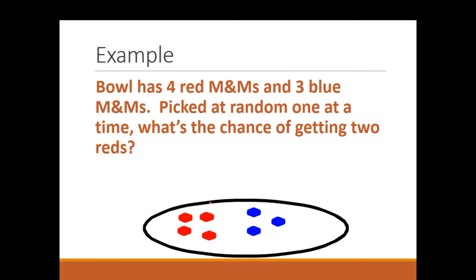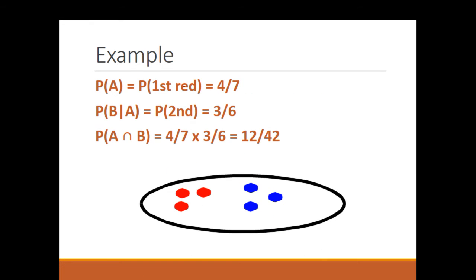Well, the first time I dip in the bowl, there's 7 M&Ms in the bowl. 4 of them are red, so there's 4 chances in 7 of that first time. But once I pull that M&M out of there, now there's not 4 and there's not 7 anymore. So the first M&M, 4 out of 7. Now there's 3 reds and 3 blues.